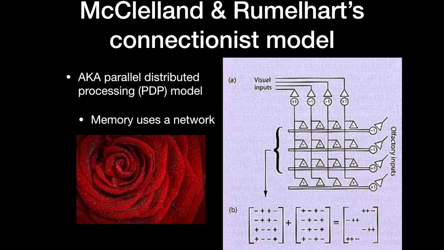As can be seen in this diagram, visual inputs are represented in negative, positive, positive, and negative in the first and the second rows, and positive, negative, negative, and positive in the third and fourth rows. Olfactory inputs are represented in a different pattern. When these two patterns are combined, there is a unique pattern that represents roses.